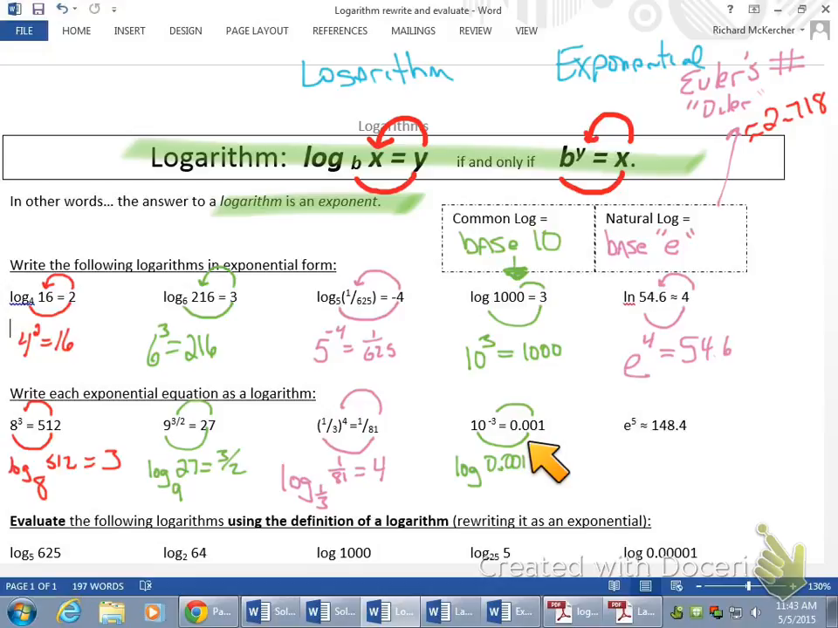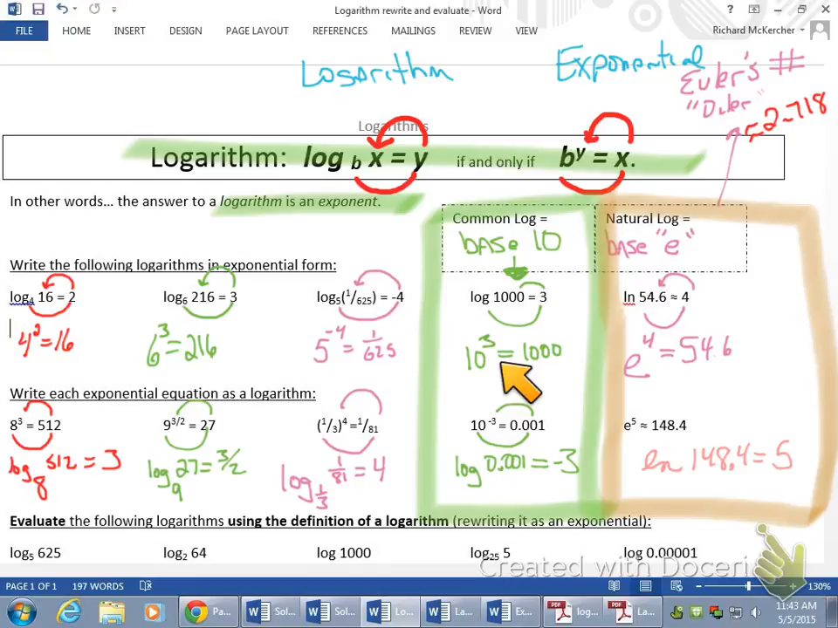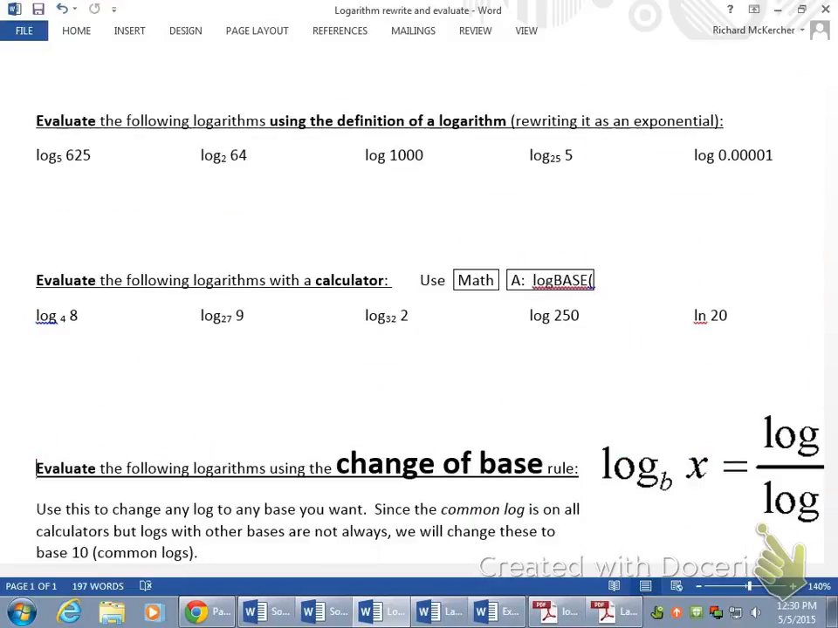Notice on this third example here, I didn't write down 10, did I? Remember, that's a common log, so I didn't write down 10. All right, and I just wanted to emphasize to you that's why these are together, about the common logs and the natural logs.